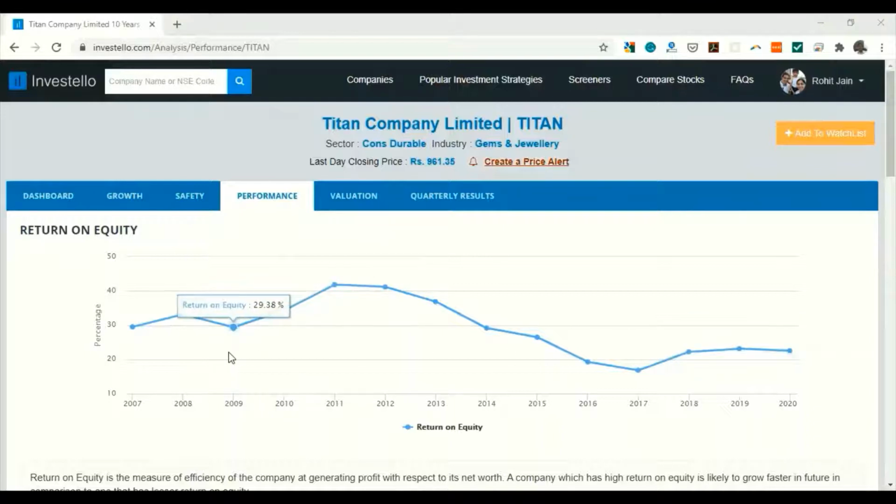So ideally, this should be more than 15%. So let's check for Titan. For Titan, we see that in 2007 it was around 30%. It went up to 41% in 2011. It came down to 16.81%, and right now it is 22.51%. So return on equity has hovered between 15 to 40%, which is a huge variation, and right now it is near 22.51%, which is quite good.